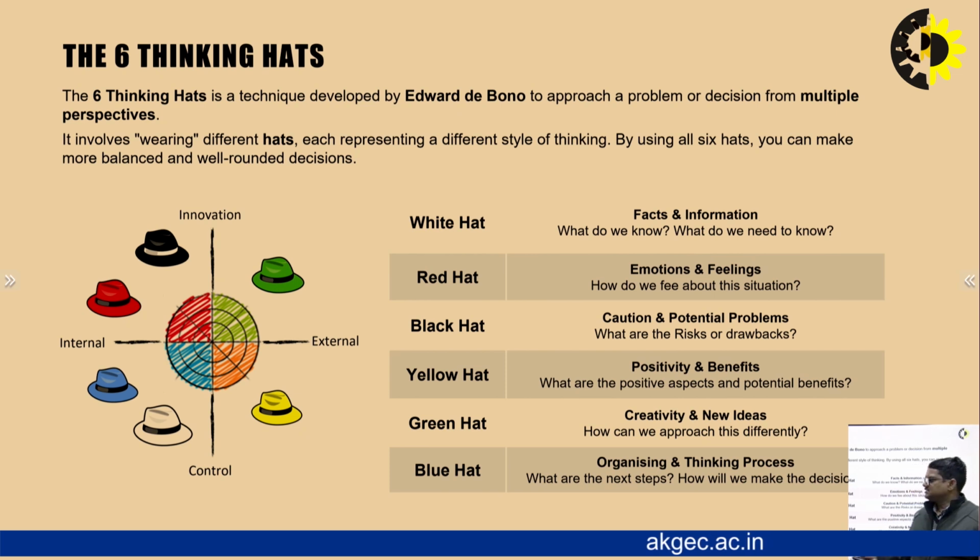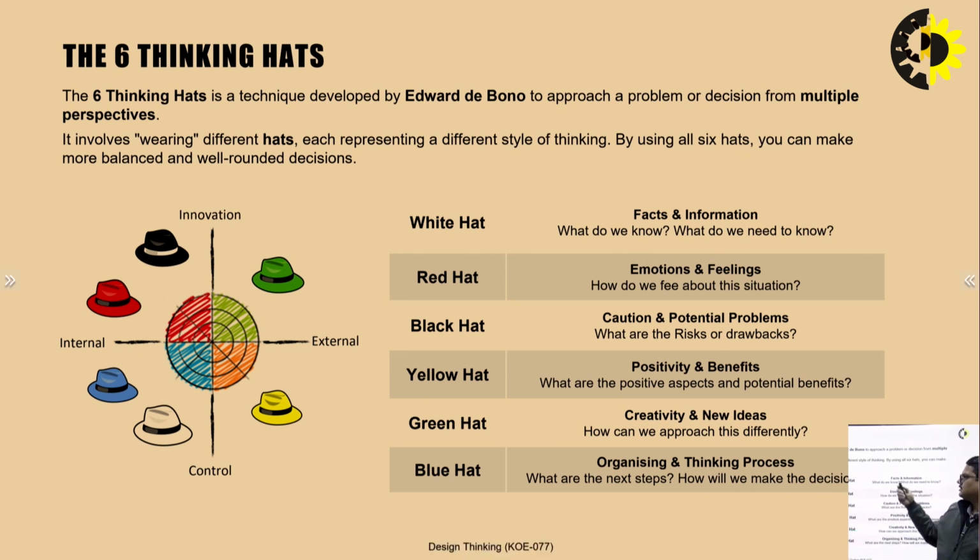Here in this technique, we have 6 different hats, and all the hats are of different colors. All the hats are also signifying a particular thing. The white hat signifies facts and information, the red hat signifies emotions and feelings, the black one is for caution and potential problems, the yellow one is for positivity and benefits, the green one is for creativity and new ideas, and the blue one is for organizing the thinking process.